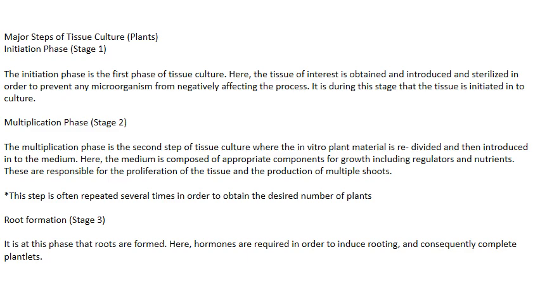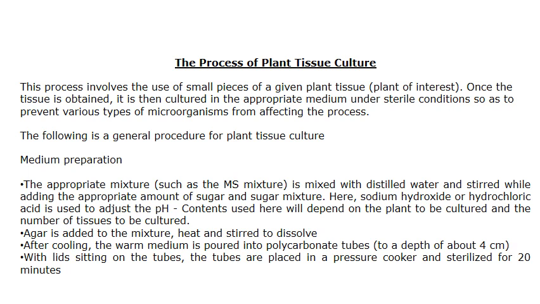This step is often repeated several times in order to obtain the desired number of plants, and this is the main stage where contamination occurs. Stage 3 is root initiation, where hormones are required in order to induce rooting, consequently completing the plantlets. After rooting, shooting will happen, then hardening. After hardening, the plant will be transferred to the field condition.